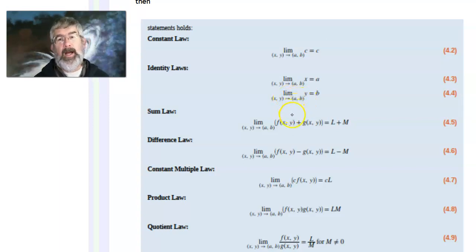Okay. Now, this one says the limit of a sum of two functions is the sum of the limits. Remember, L was the limit of f and m was the limit of g. The limit of a difference of two functions is the difference of the limits. The limit of a constant times a function is the constant times the limit.